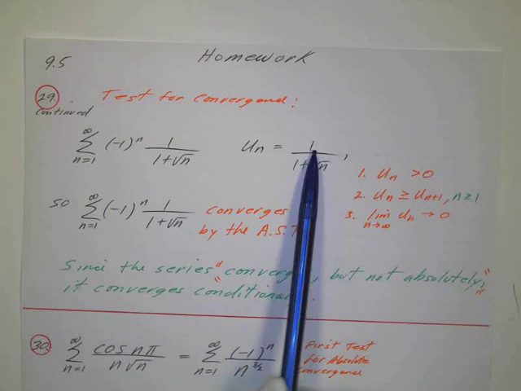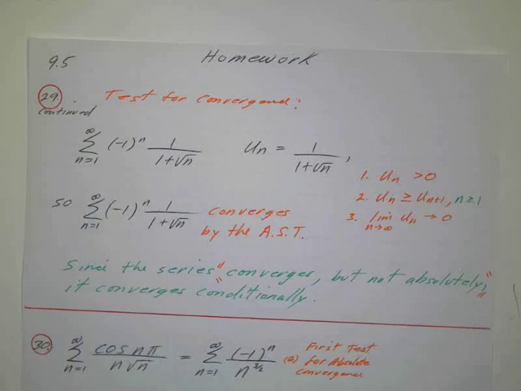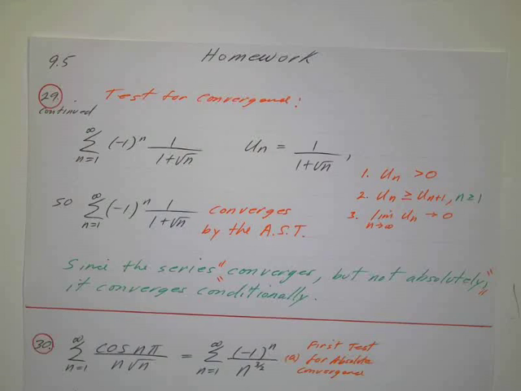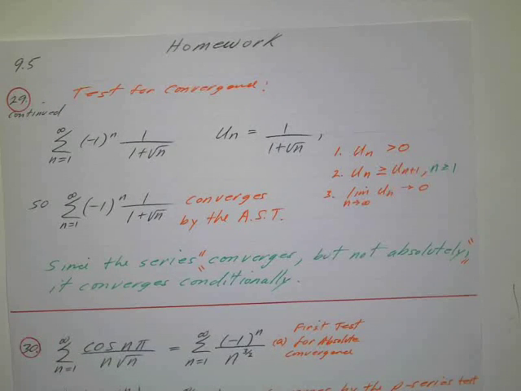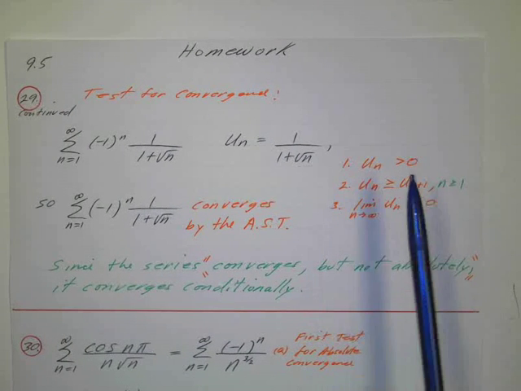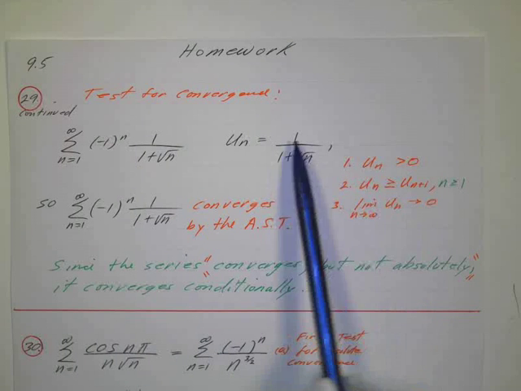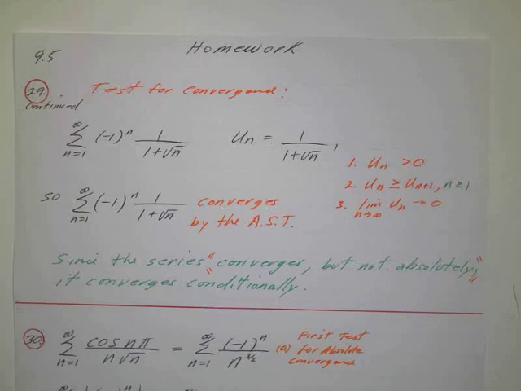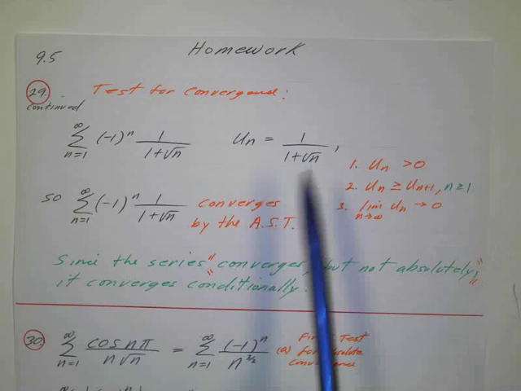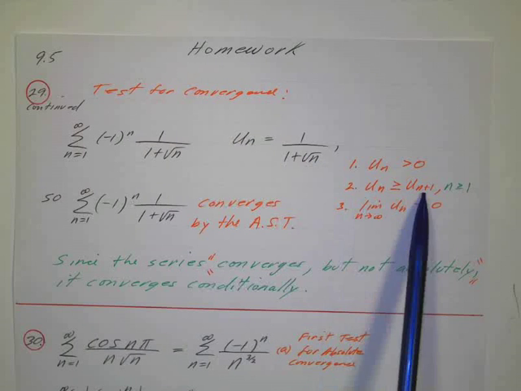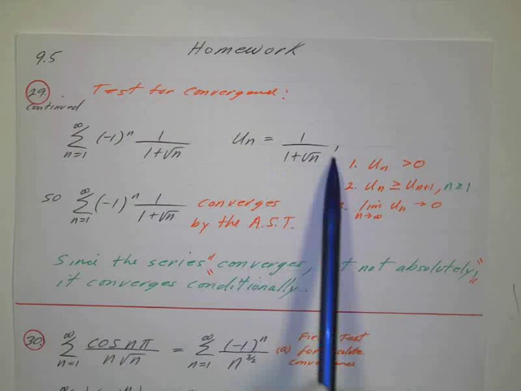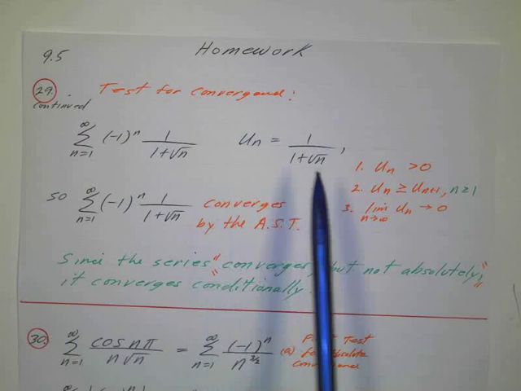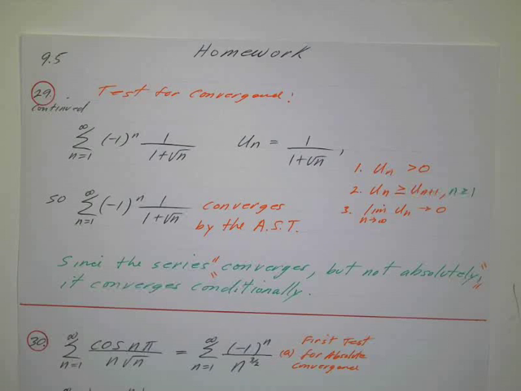Again, we're going to test this for convergence, and this is an alternating series. This is my b sub n term without the plus or minus part. Let's try the 3 criteria for the alternating series test. Is this greater than 0? Yes, 1 over 1 plus the square root of n is greater than 0. There's no way to make that negative. Is it decreasing? As I add numbers to n, I'm making the denominator bigger without making the numerator bigger, so it's going to be decreasing for n greater than or equal to 1.